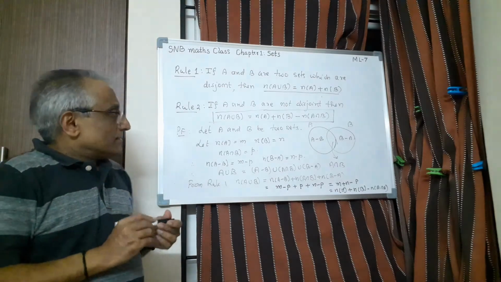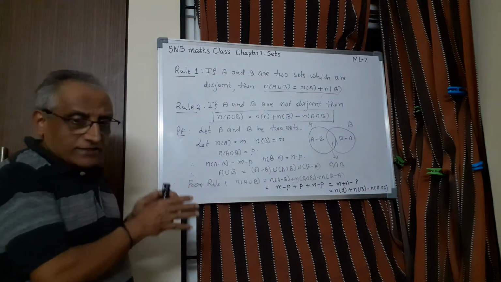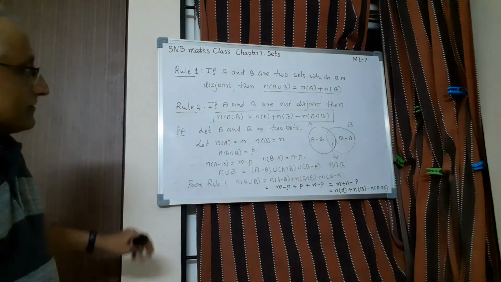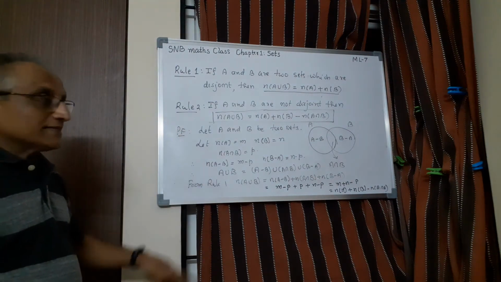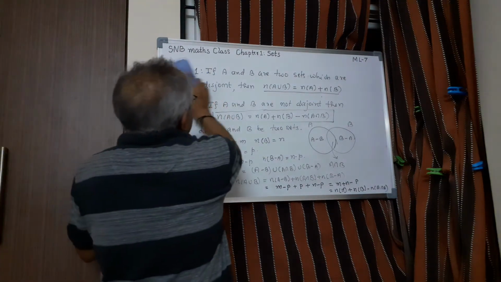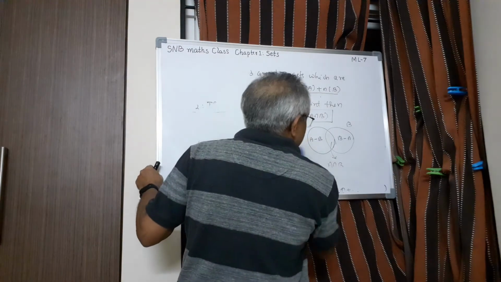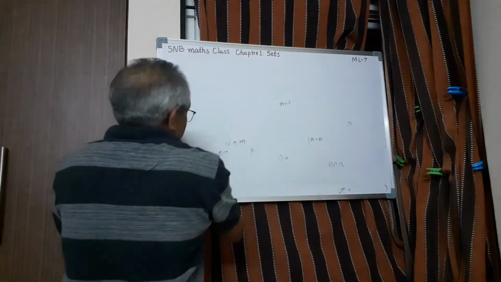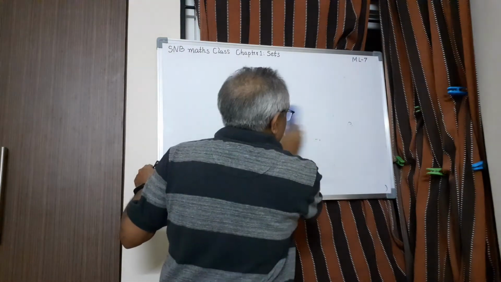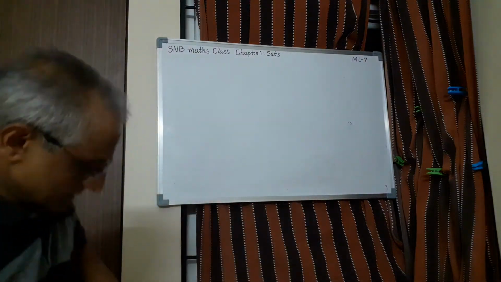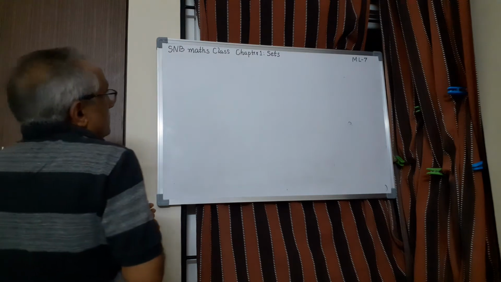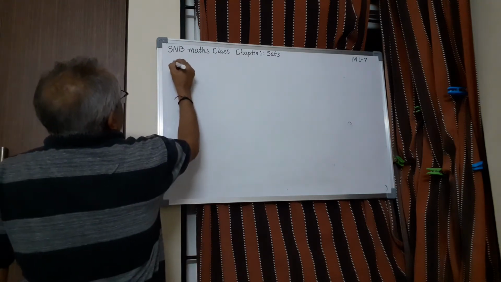So this is the most often used property in sets, and it is used in applications where we have to solve certain problems related to day-to-day life. Now let me give a few simple examples to understand this formula.